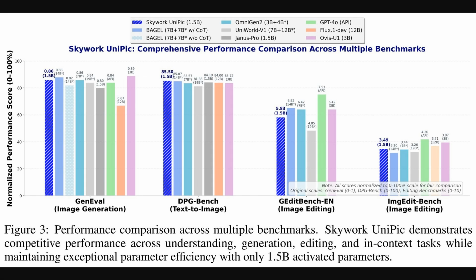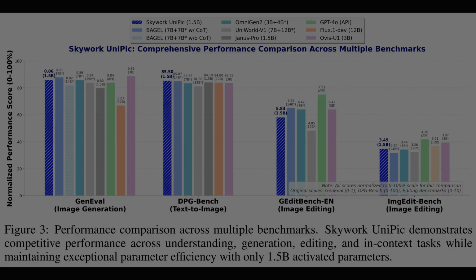Moving to the results, this chart really drives home the main point. Across these different benchmarks for generation and editing, Skywork UniPic holds its own, and in some cases, it's the top performer. On the DPG bench for text-to-image tasks, for example, it scores the highest. It also puts up strong numbers on the GEdit bench EN, and ImgEdit bench. The most impressive part is that this model achieves these results with only 1.5 billion parameters, while many competing models are over 10 times larger.